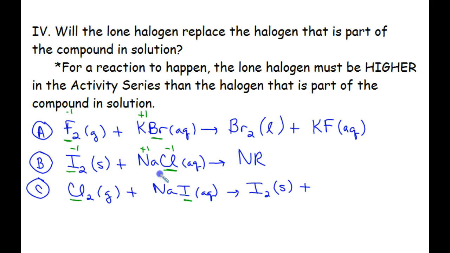And then we make a compound from sodium and chlorine. You've got a +1 and a -1, so it is NaCl. And all group 1 metal compounds are soluble, so it is aqueous.